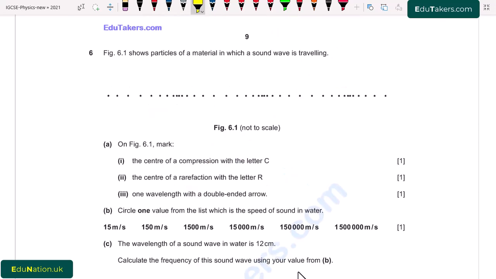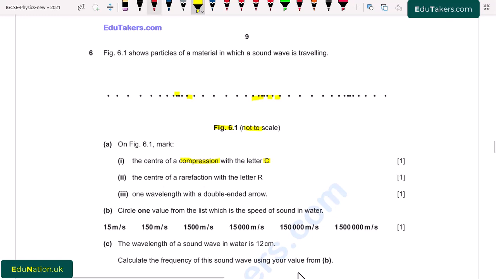Question number 6. Figure 6.1 shows particles of material in which a sound wave is traveling. So here is figure 6.1 on which different particles are shown that are traveling. Part A. On figure 6.1 mark 1. The center of the compression with the letter C. So here we have to show where the compression occurs on this wave.